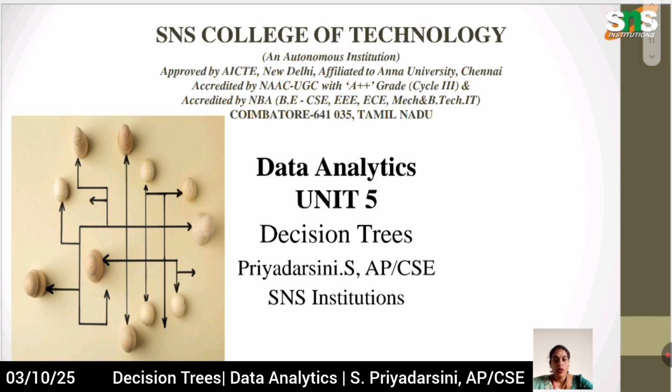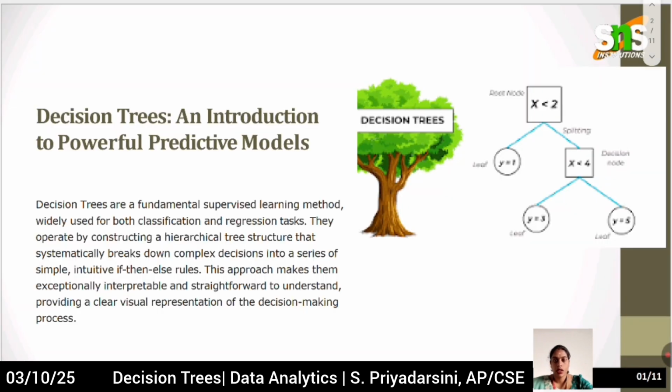In this lecture, we will see how decision trees work, their structure, algorithm, and how they are used for classification and regression tasks. Here we will see about the introduction to decision trees.